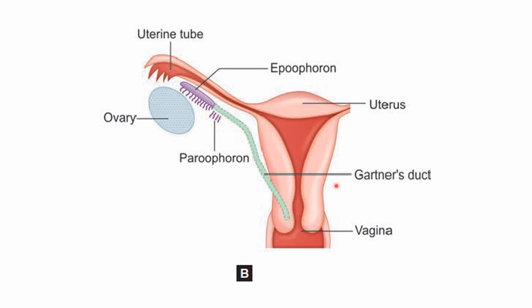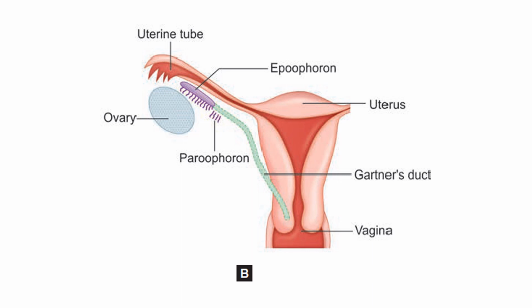Gartner's duct. Now when we consider the paroophoron, it consists of small blind tubules lying between the ovary and the uterus. You can see that this is the uterus, this is the ovary. They are lying between the ovary and the uterus within the broad ligament, and that is the female equivalent of the paradidymis. We have seen the paradidymis in the previous slide, and this is the female equivalent of it. So these are the derivatives of the mesonephric duct and tubules in the female.